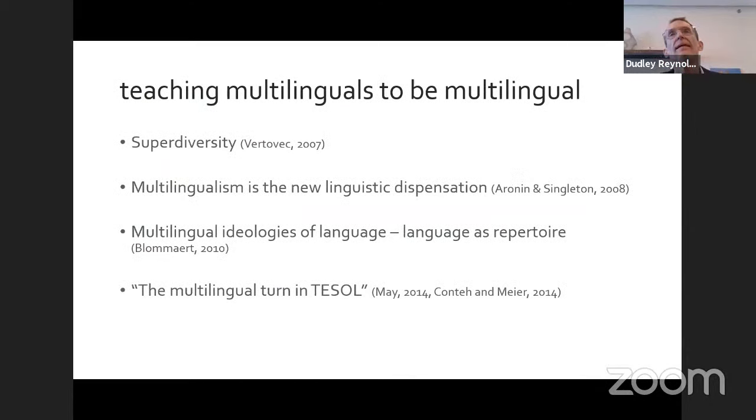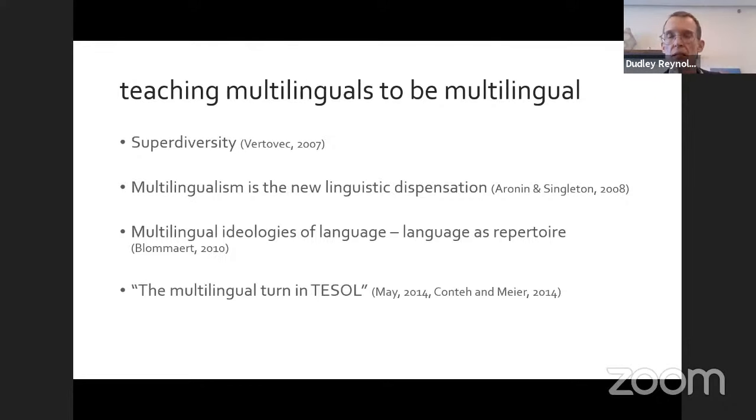I think the first thing that we need to realize is that while many of us call ourselves English teachers, we in fact are teaching multilingual individuals to be multilingual. And we need to take that job seriously. The world is ever more diverse.